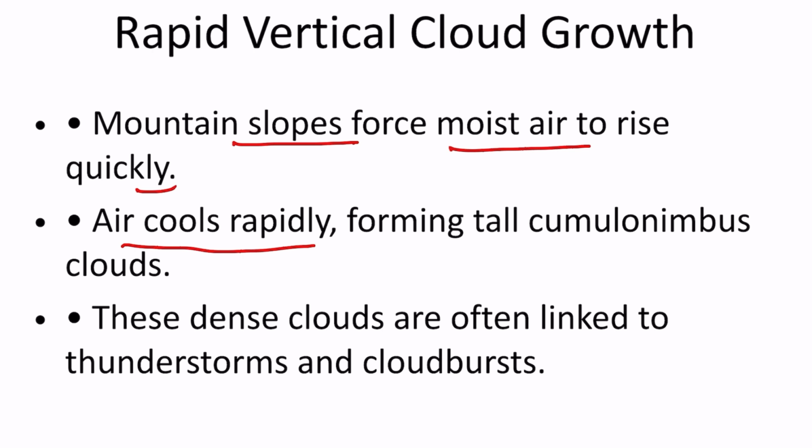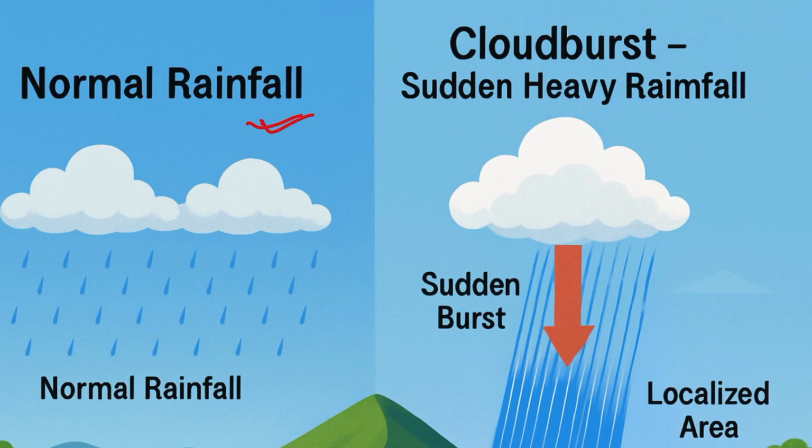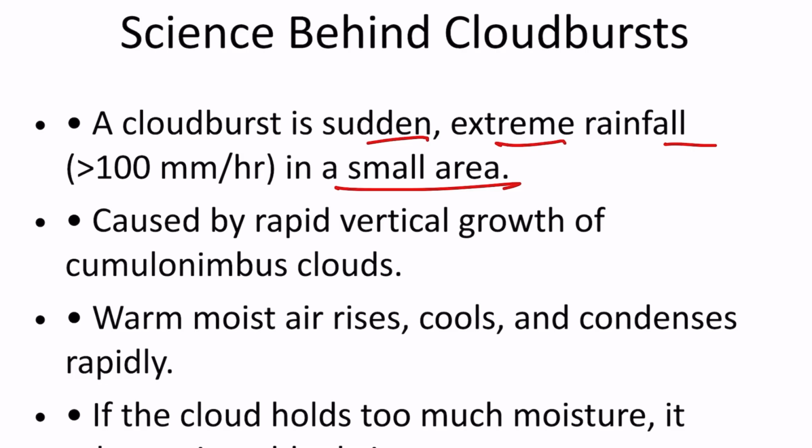The air cools rapidly, forming tall cumulonimbus clouds. These dense clouds are often linked to thunderstorms and cloudbursts. In normal rainfall, the clouds are spread across the region, and so the rainfall is also over a wider region. While in cloudbursts, we have cumulonimbus cloud, which is a vertically growing cloud. They release all the moisture to a localized area, sometimes more than 100 mm per hour.